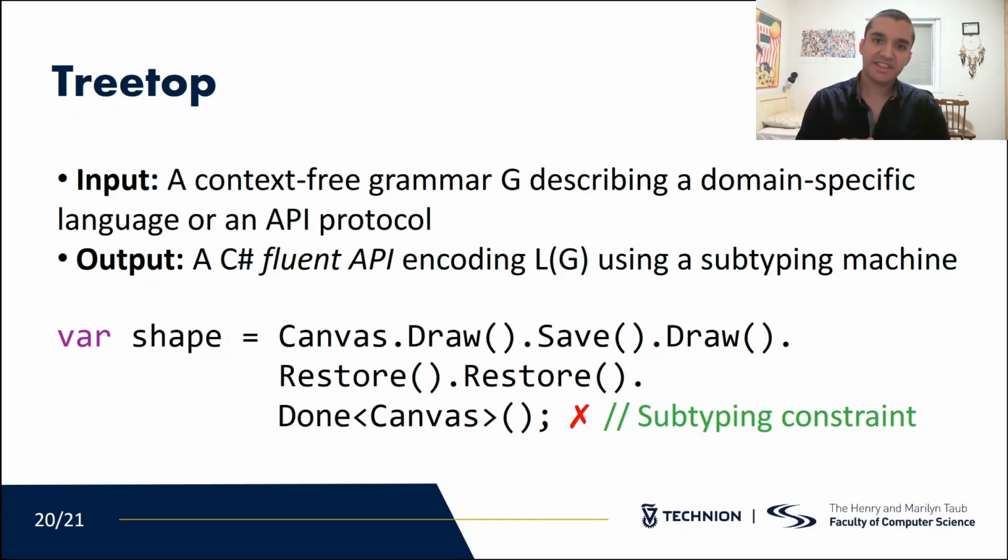However, in this case, the fluent chain fails at compile time. That is because the last method on the chain invokes a subtyping query. This subtyping query depends on the methods called earlier on the chain, and it runs on a subtyping machine generated by Treetop.